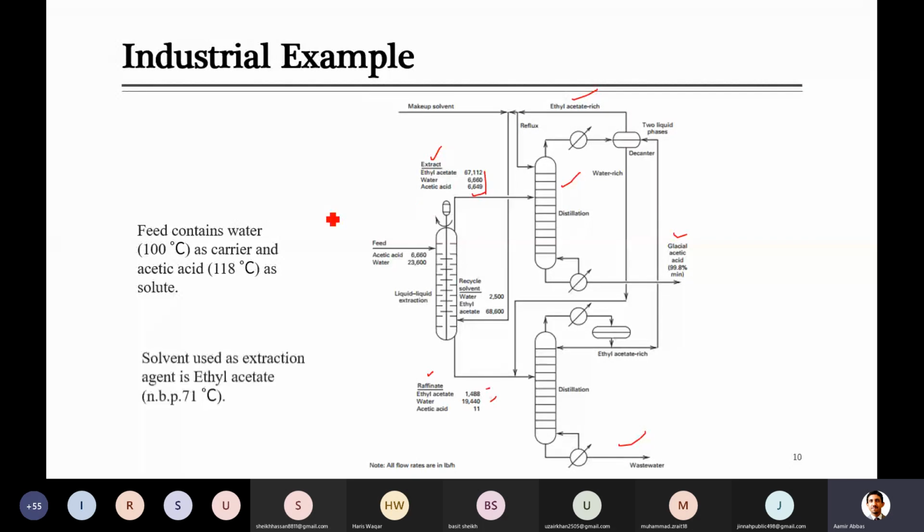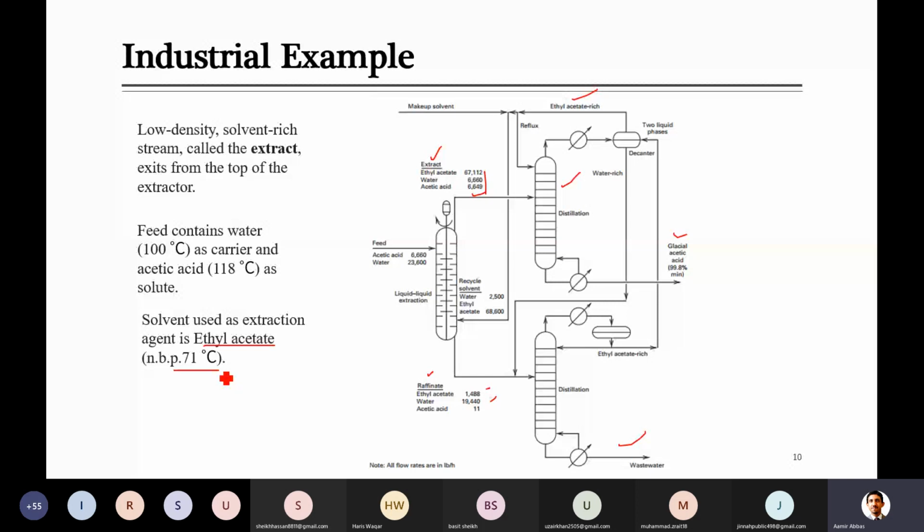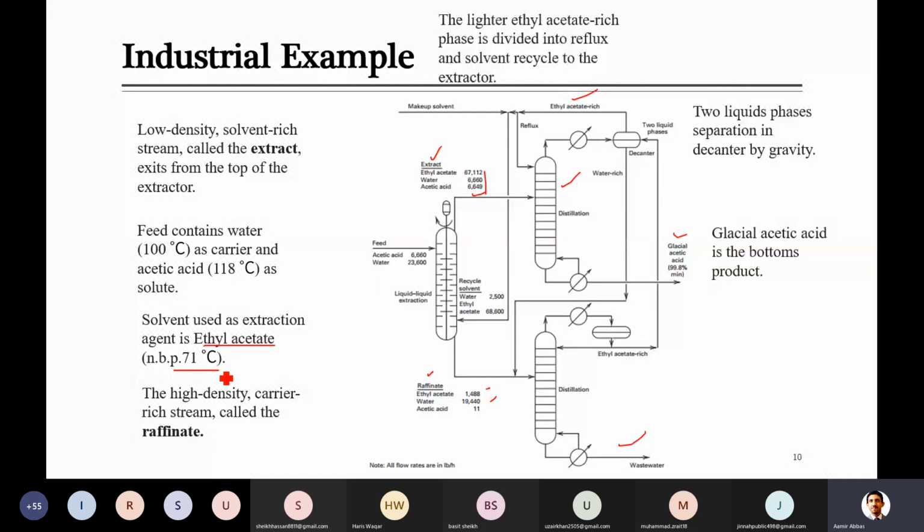The same are mentioned here, that we bring them in contact. Ethyl acetate has a boiling point of 71, water 100, and acetic acid 118. The low density, solvent-rich stream, which we call the extract, leaves from the top, and the raffinate, which is usually heavier, or at least heavier in this case, leaves from the bottom. Then they are separated in the distillation column, as I have explained.